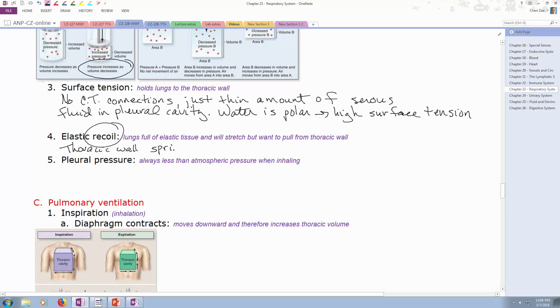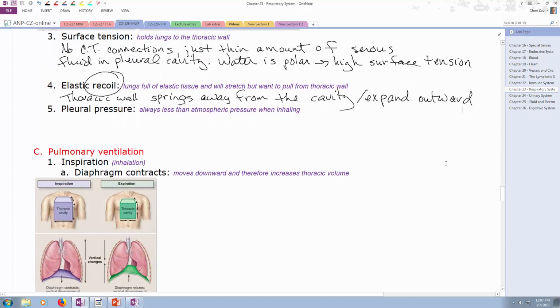springiness, which springs away from the cavity. So it wants to expand outward, which in essence would be almost like increasing the cavity volume. It's the natural way it wants to do that.